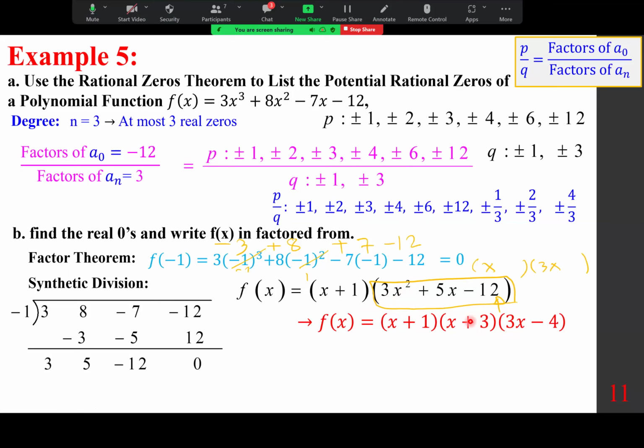As you can see, if you were to set this equal to 0, this gives you minus 3, and this gives you plus 4 thirds. And therefore, we are done with finding the factored form. So what are the zeros? If you set this equal to 0, that means x is minus 1 here, x is minus 3 here, x is 4 thirds here, because it's asking for zeros of the function.